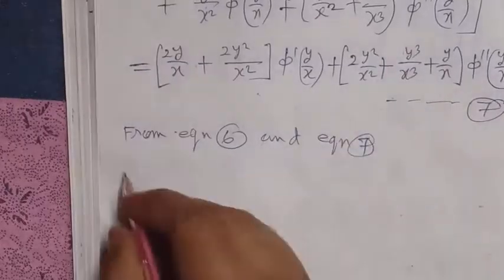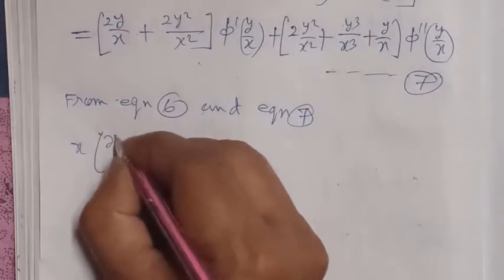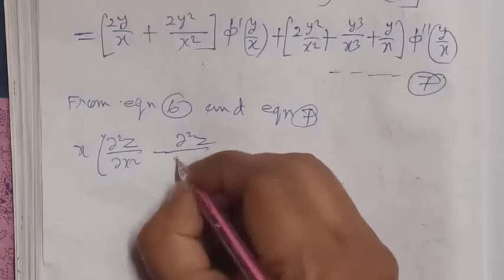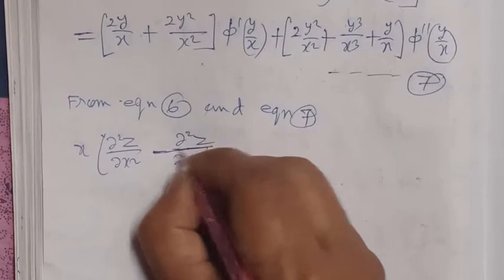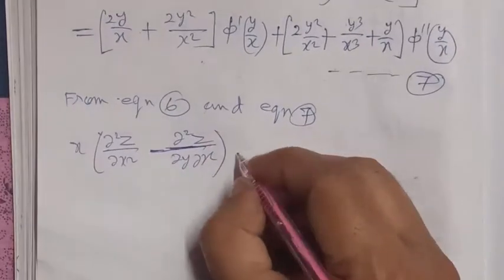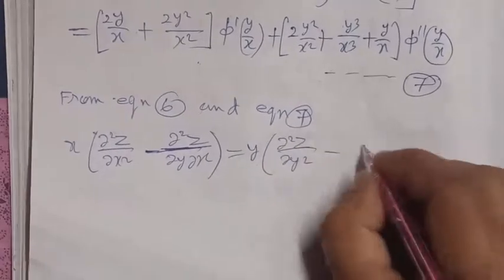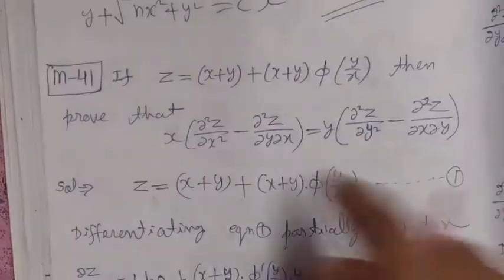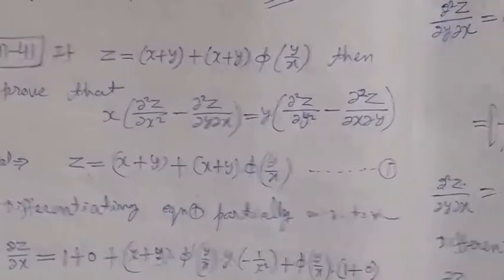So I write, from equations 6 and 7, we get x del 2z over del x square minus del 2z over del y del x, is equal to y del 2z over del y square minus del 2z over del x del y. It is nothing other than this value which we have to prove. So the question is completed.